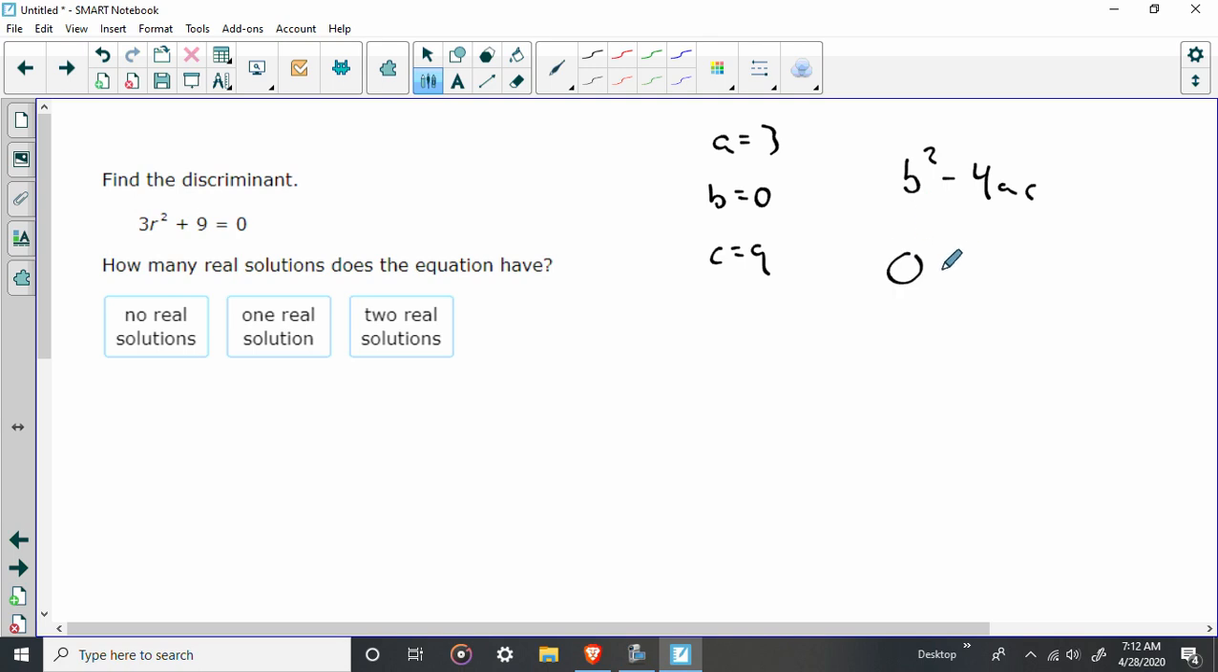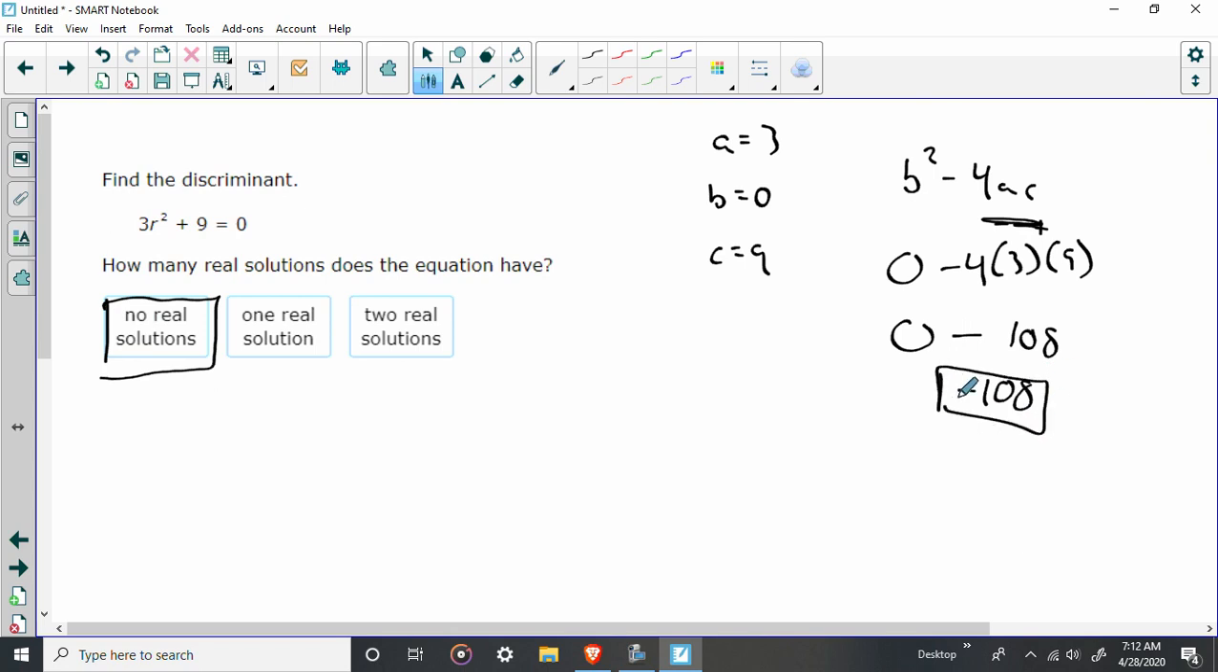Again, b is going to be 0 minus 4 times 3 times 9. Even if you don't know what 4 times 3 times 9 is, it's a negative times a positive times another positive, which will just give me a negative answer, right? So this is going to be 0 minus some number. Therefore, I know it's going to be negative. I know there's going to be no real solutions, but let's figure it out. 4 times 3 is 12. 9 times 12 is 108. So we got, again, negative 108. Negative answer, okay?